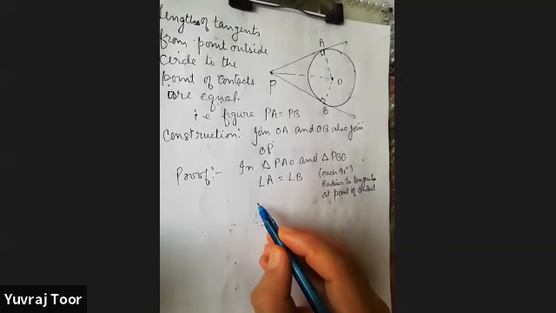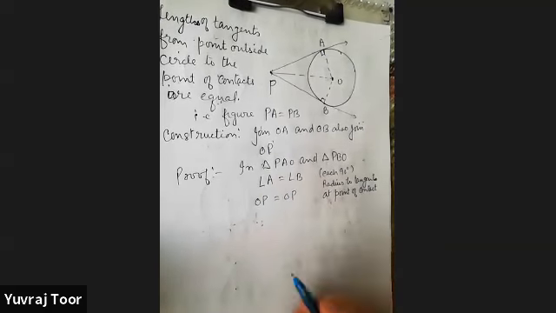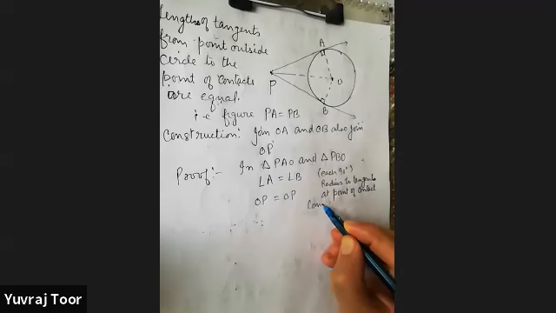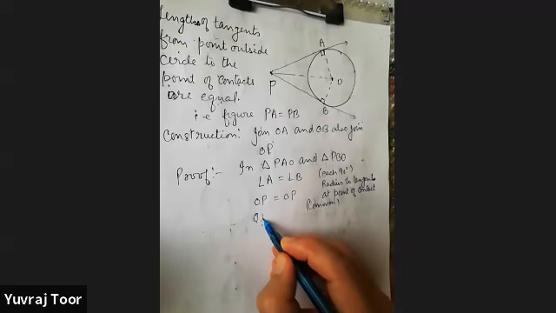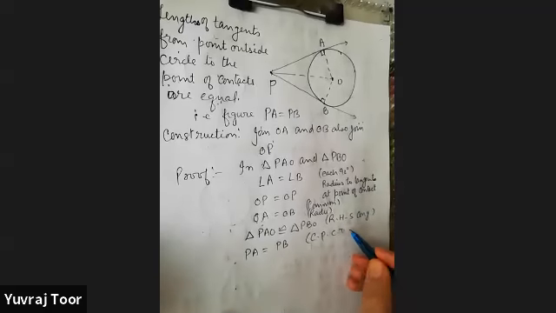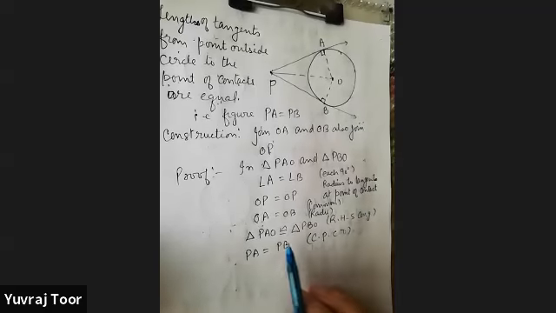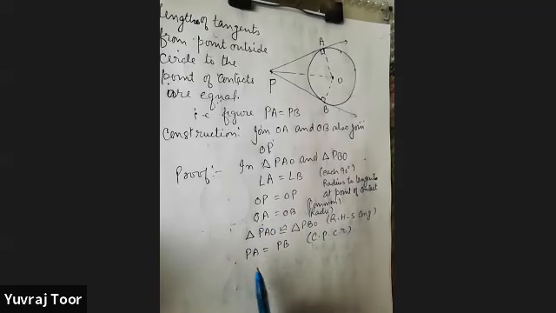Then OP is equal to OP. That's common. Finally, OA equals to OB. Corresponding parts of the congruent triangle. OA equals to OB, radii, and triangles are congruent, RHS, and CPCT, PA equals to PB. So we have to use these results.